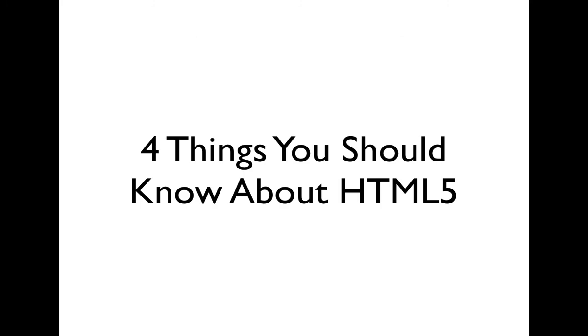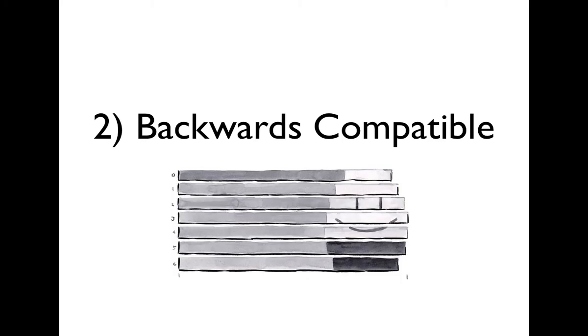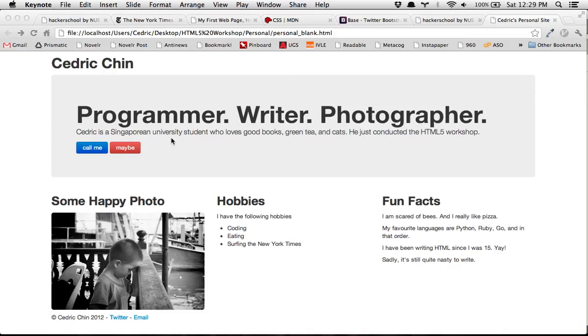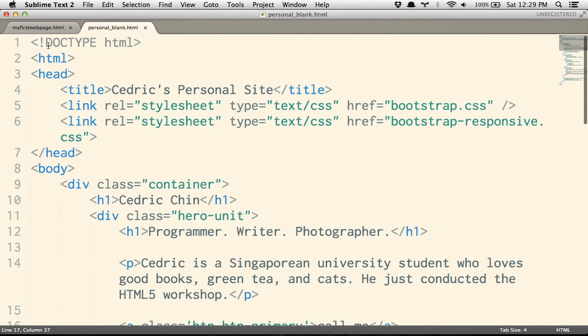Four things you should know about HTML5. First, it's not one thing. There's a whole bunch of specs and technologies, and they work together. Like I said, the pictures are really cute and they illustrate the features. Second, it's backwards compatible. Everything we've written so far, because we defined doctype HTML at the very top, remember in our Sublime, you take a look at the top, there's doctype HTML. Everything that we've written so far, even though it's HTML4 code, is still HTML5 because HTML5 is backwards compatible. Any old HTML code that you've written in the past is still valid in HTML5.